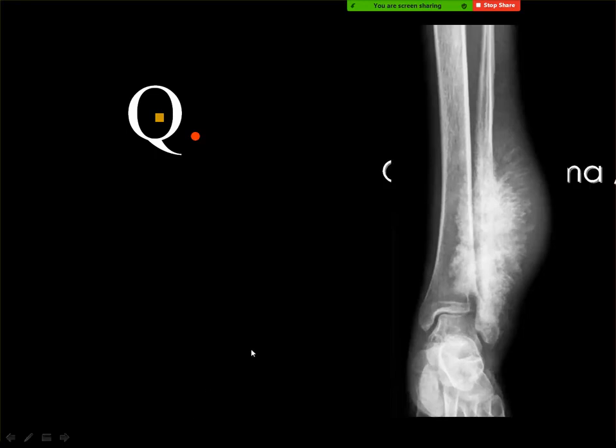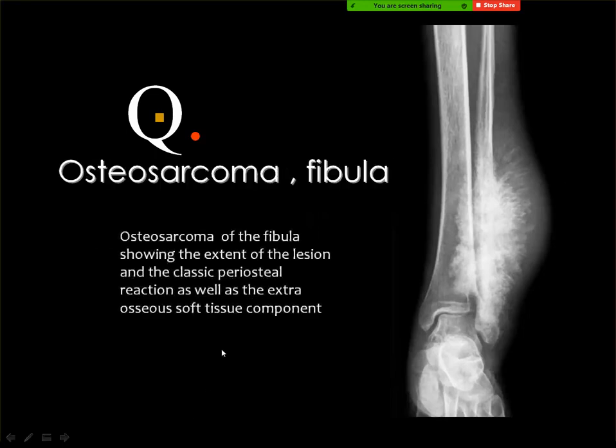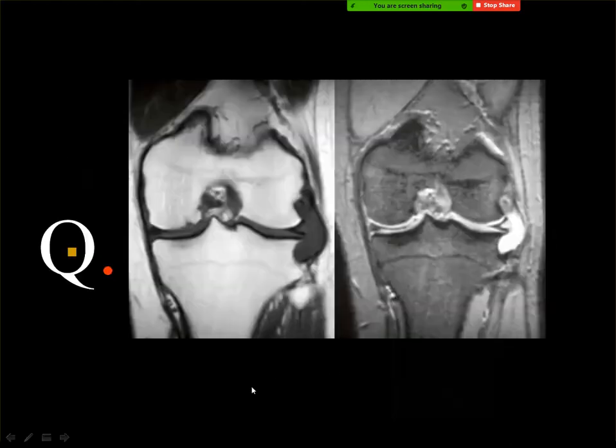Osteosarcoma. Spot classic appearance of an osteosarcoma with sun ray spiculations and the sclerotic texture. The site of the lesion is in favor of an osteosarcoma of the fibula.